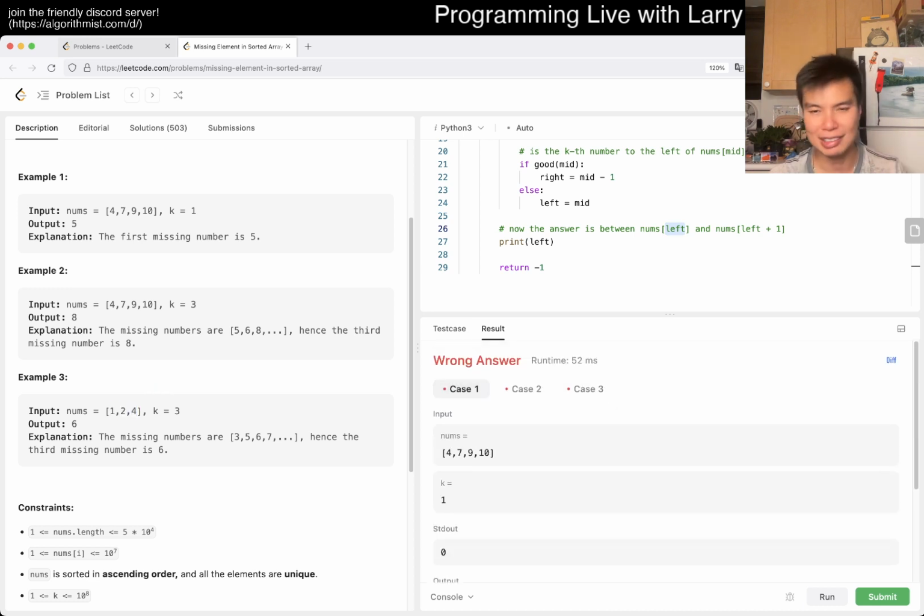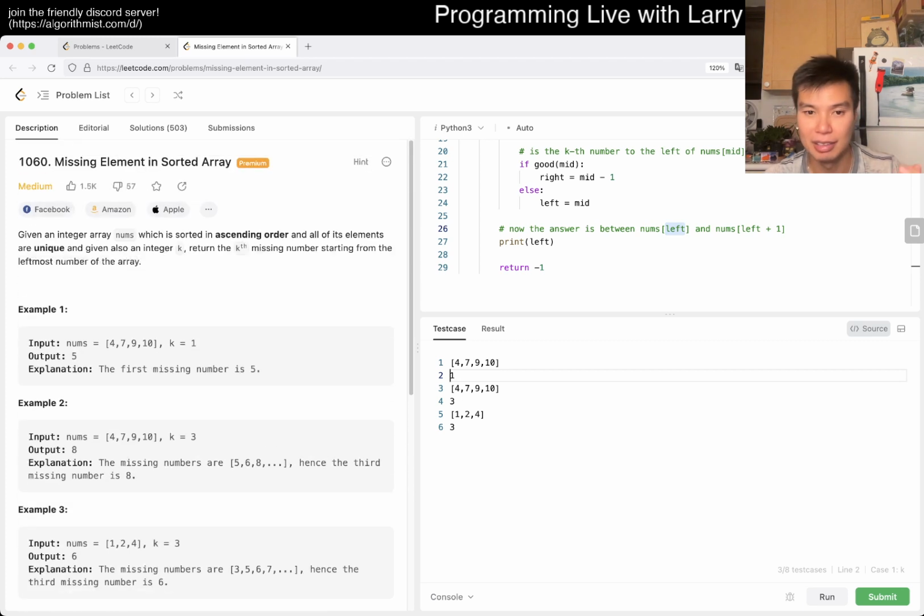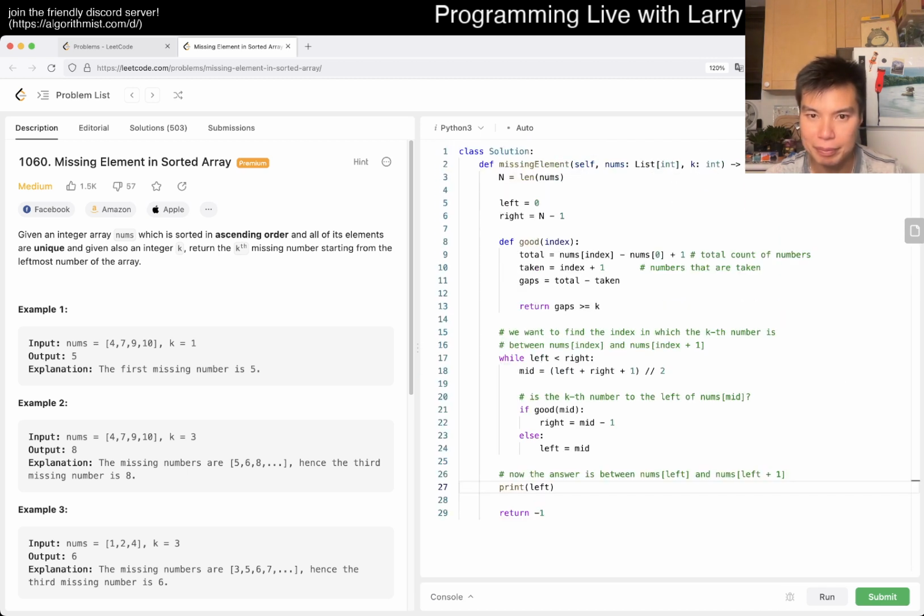Okay, I mean, it's not definitive, obviously. These cases are not going to be 100% exhaustive, but it gives us at least some confidence to get it right. So now the answer is between left and left plus 1. Let me make this smaller. Yeah, again, we can use this formula that we had in good.